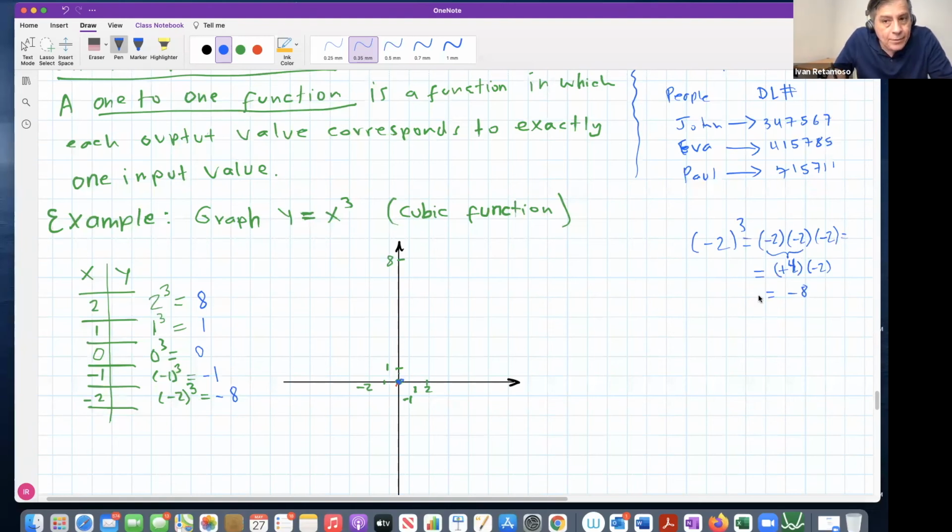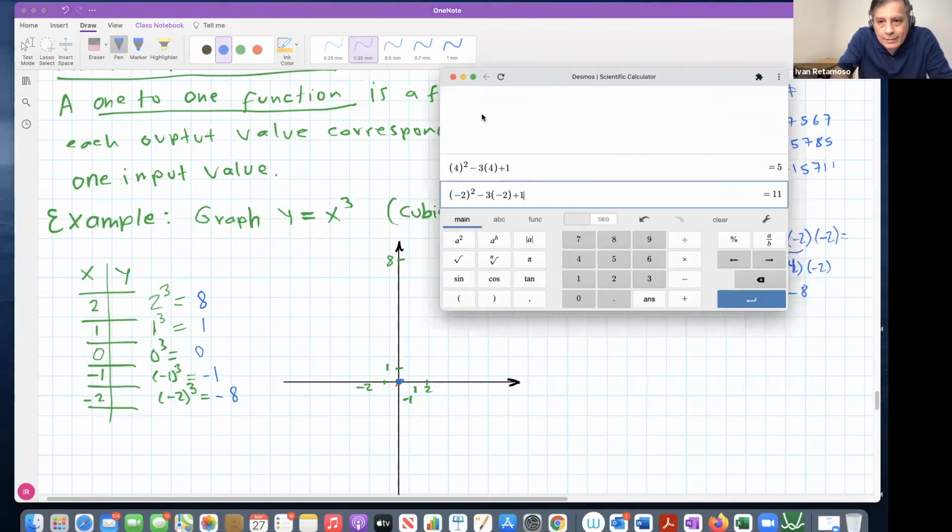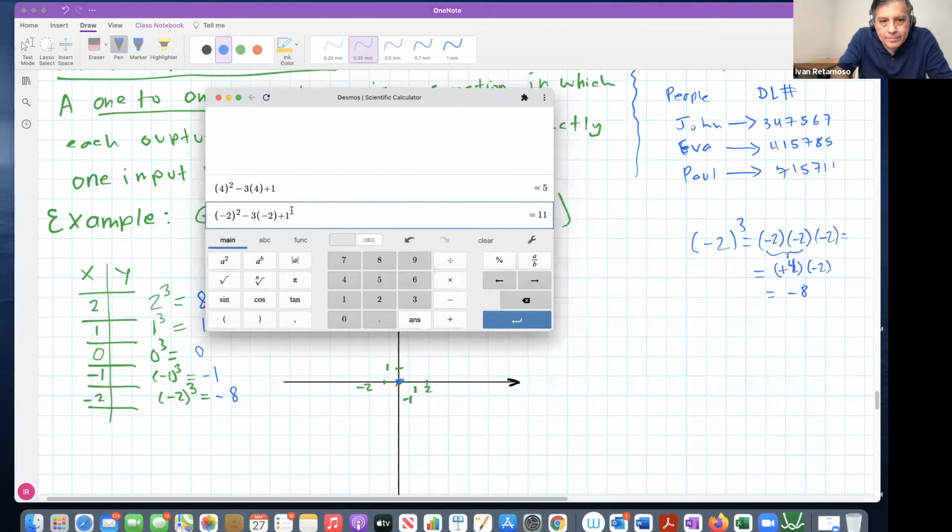Now, guys, if you want to make sure that this is the case, when you're dealing with exponentiation of negative numbers, if you have doubts, that's not a problem because we have a Desmos scientific calculator here that we can always use. Negative 2 cubed, you have to write the exponent on the top. Negative 2 cubed, negative 8, right? There we go.